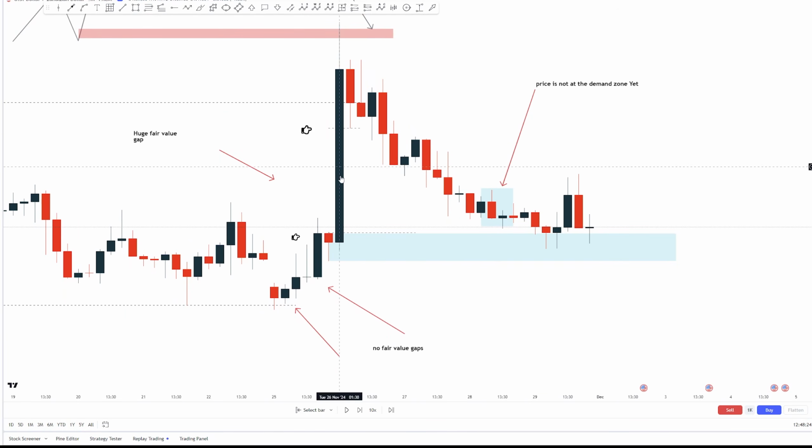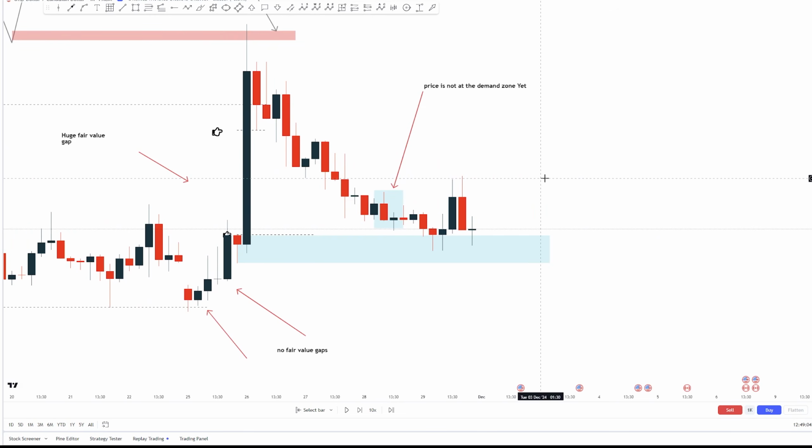We have a huge impulse here, we have a demand zone, and then we have this huge fair value gap from this area to here, and then price was closing this fair value gap slowly but slowly, and then it made this candlestick pattern. But we do not enter, because this is not where we should enter, because price is not even touching the demand zone. So that means we have to wait for the market to give us what we want. If the market doesn't give us what we want, that means we have to avoid that trade.